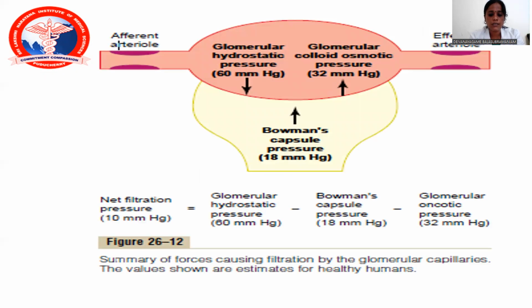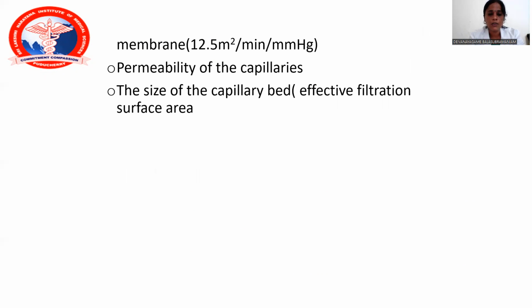Kf is the filtration coefficient. It depends on the permeability of the capillaries and the size of the capillary bed, that is, the effective filtration surface area. Kf is normally around 12.5 ml per minute per millimeter of mercury.